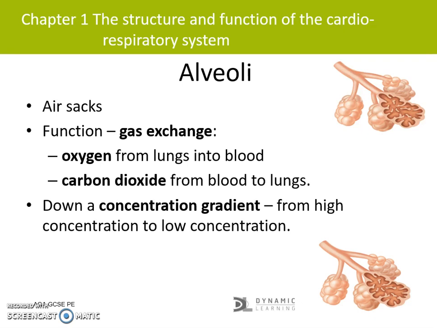Now, this gaseous exchange, where the oxygen and carbon dioxide leave the blood or go into the blood, happens down a concentration gradient. So it goes from an area of high concentration, like having high levels of oxygen in the lungs, to an area of low concentration. You've got low concentration of oxygen in the blood, so the oxygen moves from where it's high to where it's low. And the opposite happens with carbon dioxide. You've got a lot of carbon dioxide in your blood, only a small amount in your lungs, so the carbon dioxide moves from the blood into the lungs so you can breathe it out.